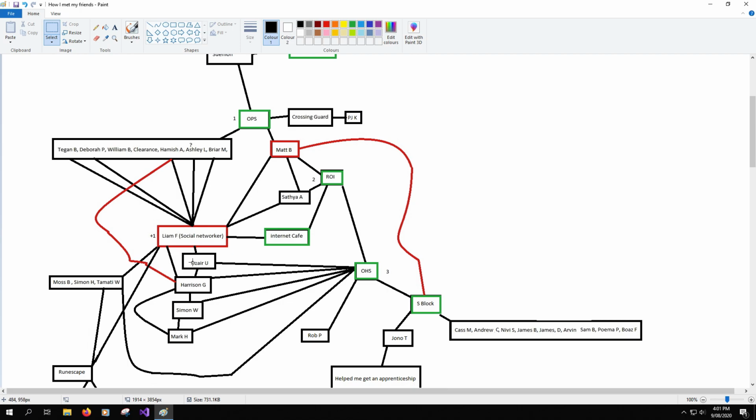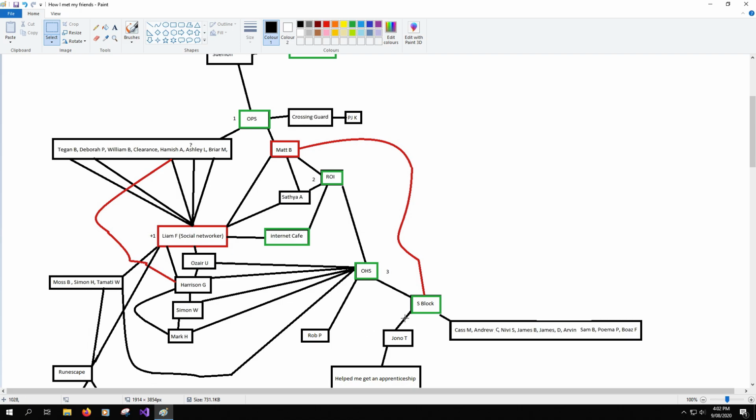Okay, so through high school, I met Ozea U, Harrison G, Simon W, Mark H. I put an initial link because through Harrison, I met, well, he met Hamish. This is sort of like the anime otaku group, I guess. And then through Liam, I met Moss B, Simon H, Tamati W. Liam also got me into RuneScape, which then has another connection to Tamati.